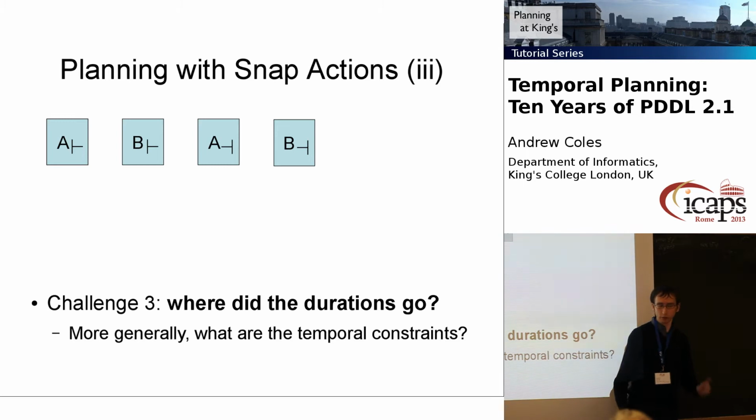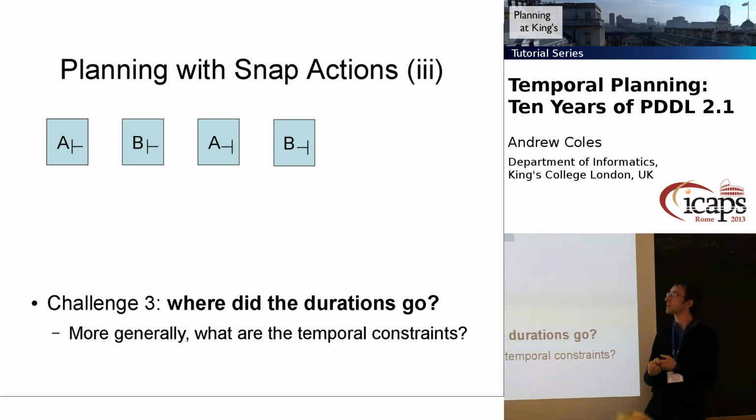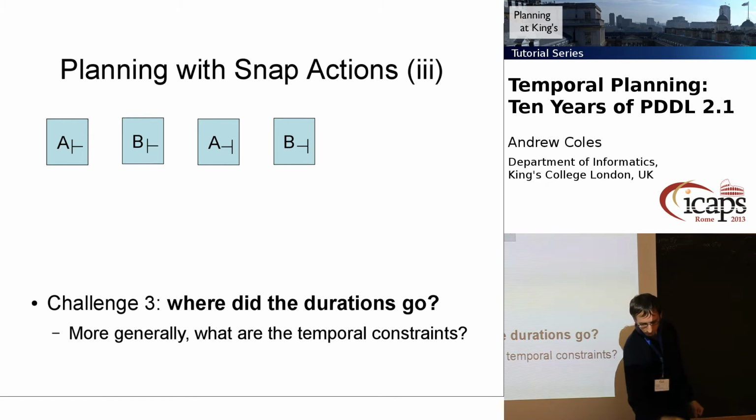So challenge number 3. Well, I've checked that the actions are finished in goal states, and I've checked that the invariants are being respected. So on the face of it, that might be a plan. But where have the durations gone? Or more generally, where have the temporal constraints gone? We're doing temporal planning. It's slightly peculiar that we completely dispense with time. Well, let's have a look.